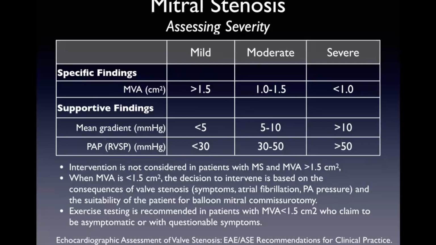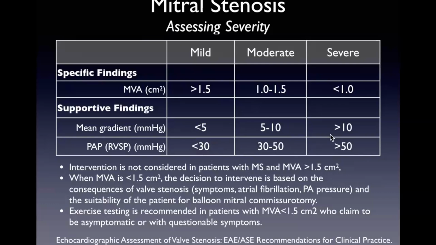So moderate MS was an area of 1 to 1.5. Severe was less than 1 square centimeter, and mild was greater than 1.5 square centimeters from a valve area standpoint. And then mean gradients, anything above 10, some guidelines in the past would say 12 millimeters of mercury, would be severe, 5 to 10 moderate, less than 5 mild. And then RVSP, elevated for severe, borderline elevated for moderate, and not elevated RVSP for mild mitral stenosis.